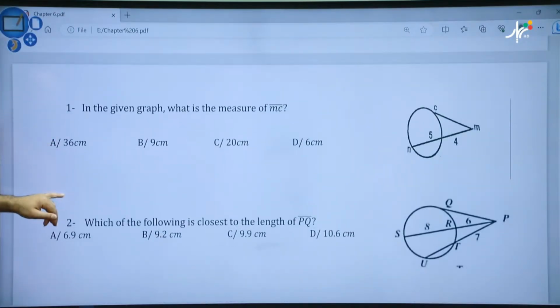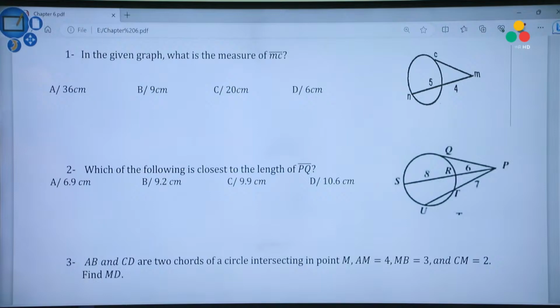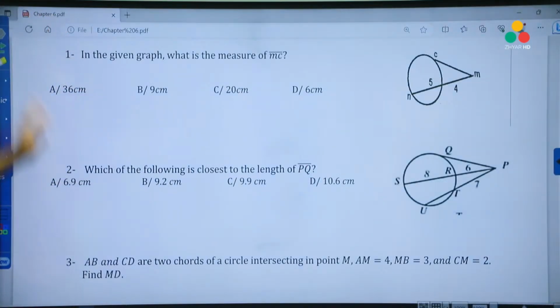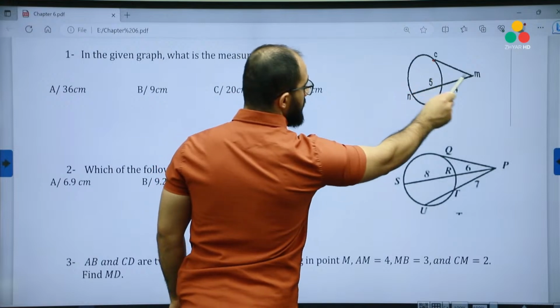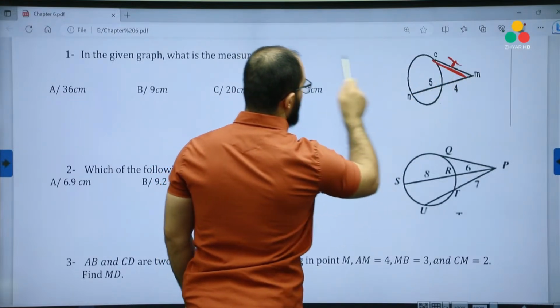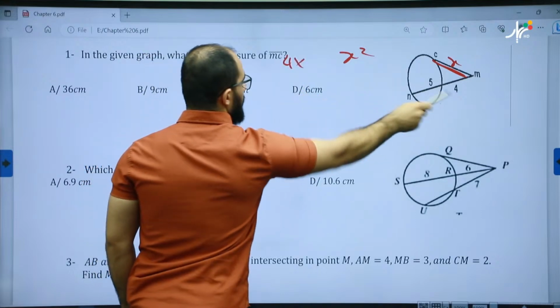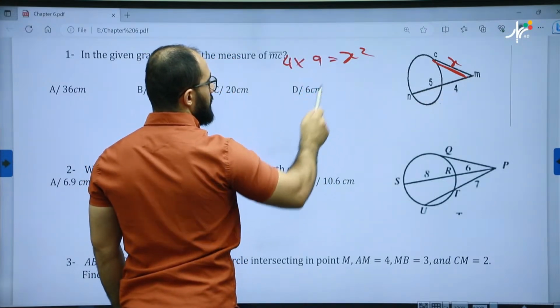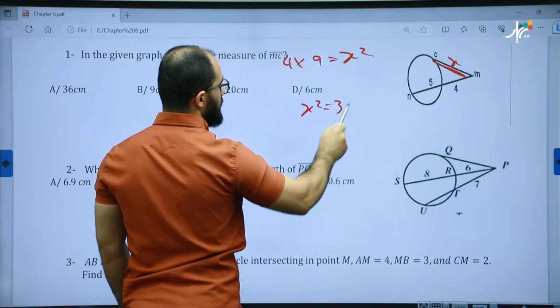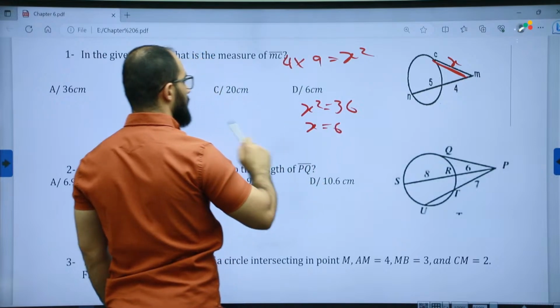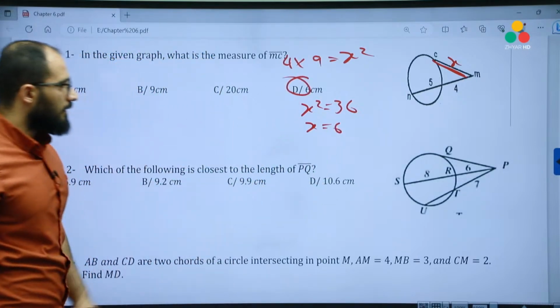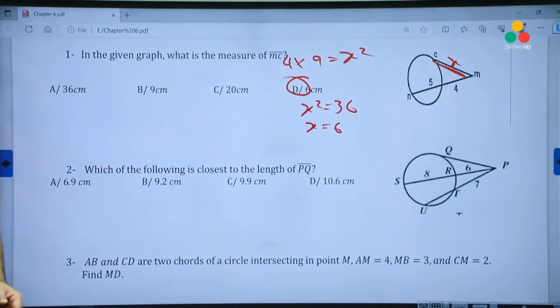Okay. In the given graph, what is the measure of MC? This is the Nishmani question. We have solved this question before. It says find MC. We can say x. So x squared, this one is 4 times 4 plus 5 is 9. So x squared is equal to 36. So x is equal to 6. The answer is D. We have solved this question previously.